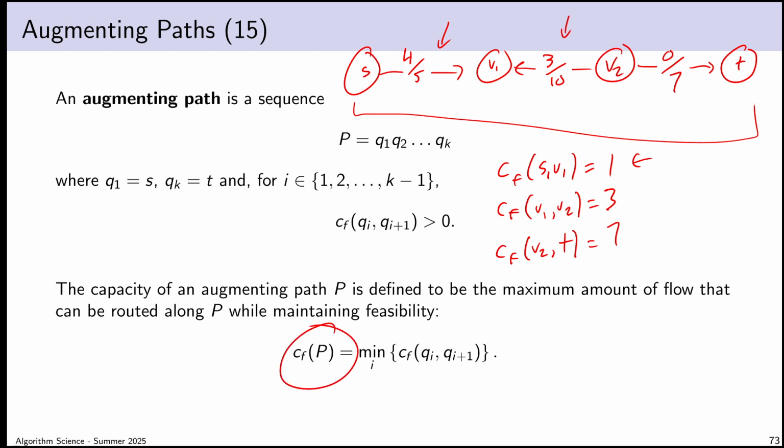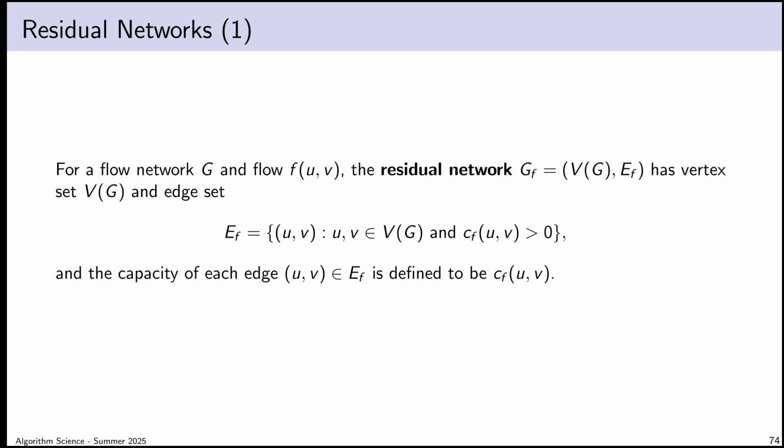So define the capacity of an augmenting path, which I'm going to denote by this notation here, to simply be the minimum residual capacity of any pair of consecutive vertices along the path. So if this is my path P here, then the residual capacity of P is 1 in this case. All right, one more definition.